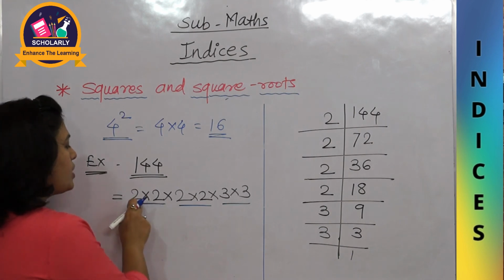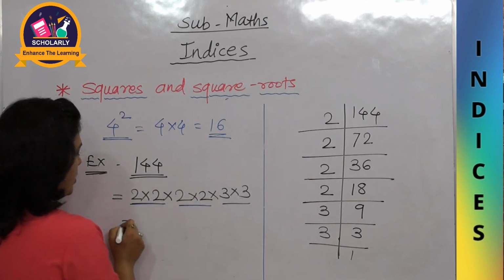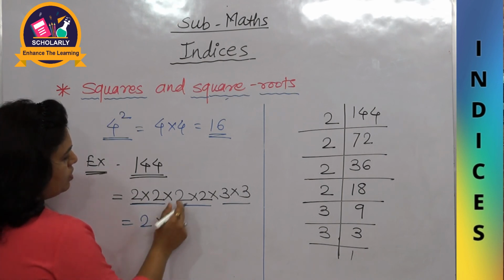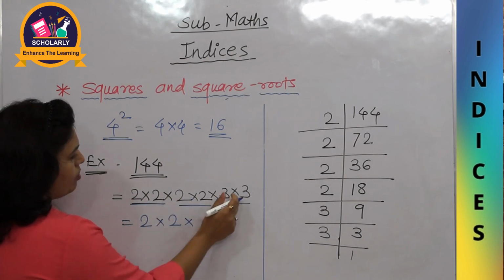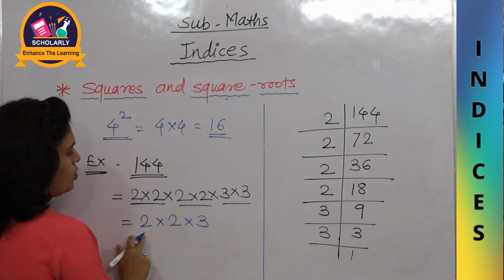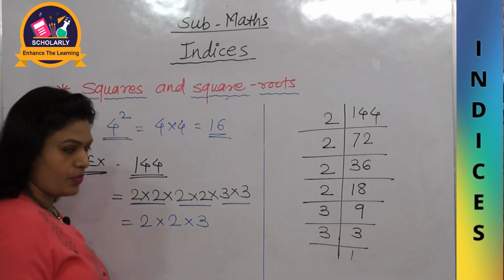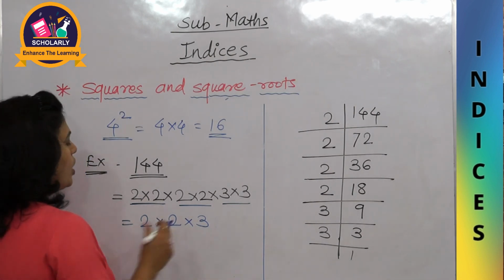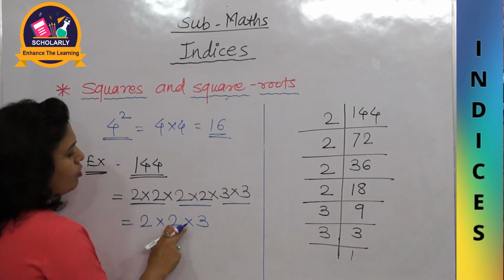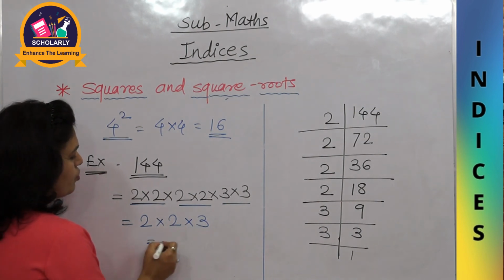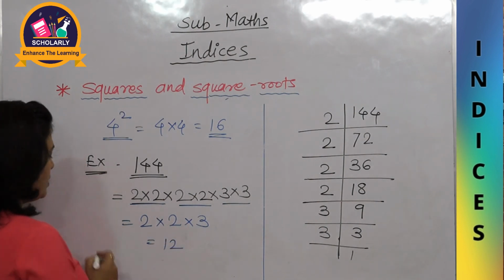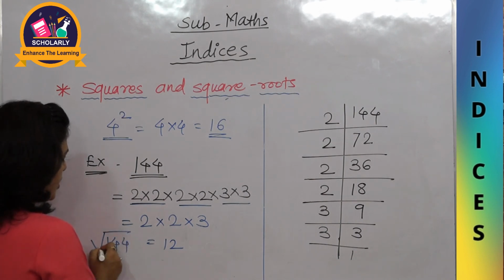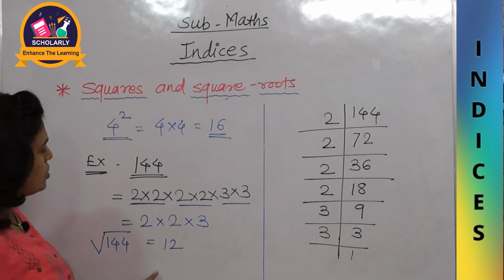Let's take one number from each pair. From this pair I have written 2, from this pair 2, and from this pair I have written 3. 2 into 2 into 3. We have taken one number from each pair. Let's see what we got. 2 twos are 4, 4 threes are 12, and the square root of 144 is 12.